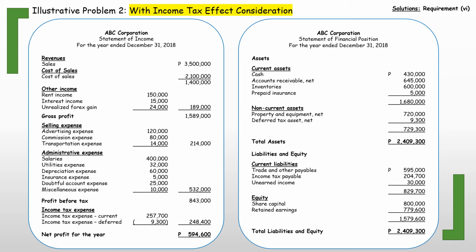Dun sa statement of financial position naman, yung accounts receivable is presented net of allowance for doubtful accounts. Yung property and equipment is also presented net of accumulated depreciation. Then yung deferred tax asset, for presentation purposes, net din siya ng deferred tax liabilities. Kung mas mataas naman yung deferred tax liabilities, presented din siya under non-current liabilities, net siya nung deferred tax asset. For our equity, share capital, then retained earnings. Yung net profit, close natin sa retained.